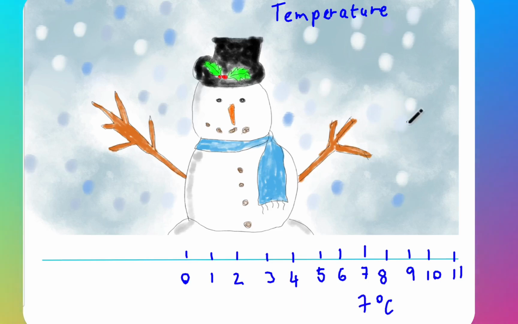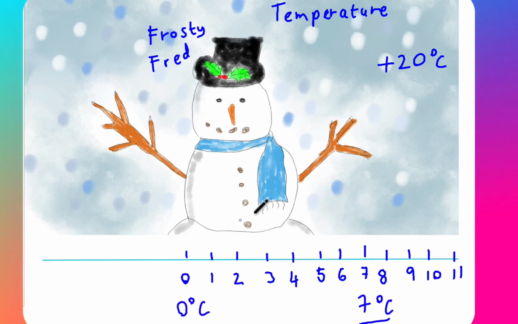Now if we had a really hot day, we would be anything plus 20 degrees Celsius. If we went to a country like Spain, or a country closer to the equator, which is the center of the world, we would have a temperature that's a lot hotter. And therefore, we would not have this guy. We'll call him Frosty Fred, the snowman. Frosty Fred would not exist unless we had a cold temperature. Frosty cannot exist at 7 degrees Celsius. However, once we get to 0 degrees Celsius, we start to get very cold.